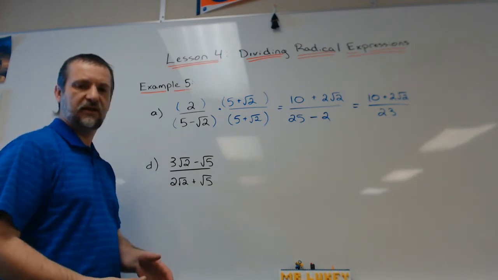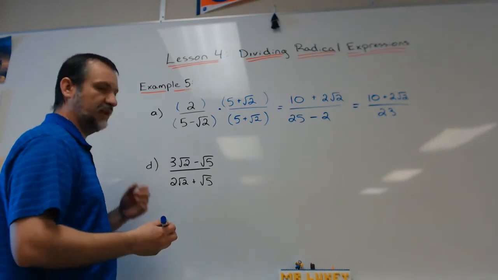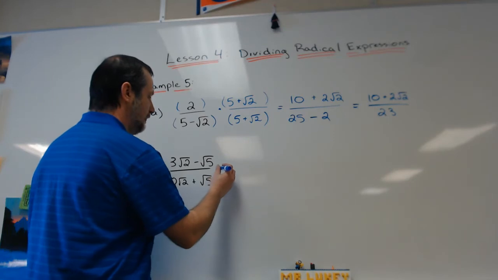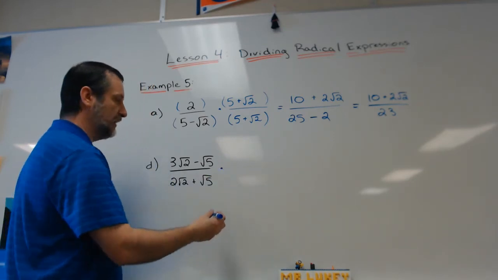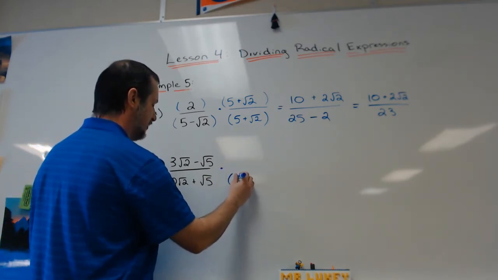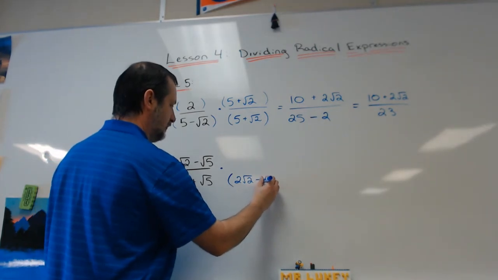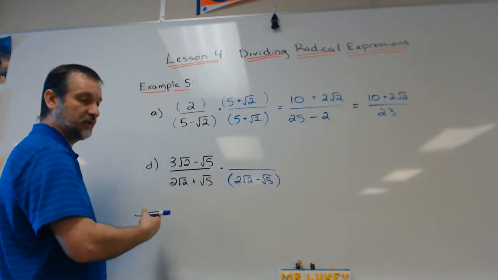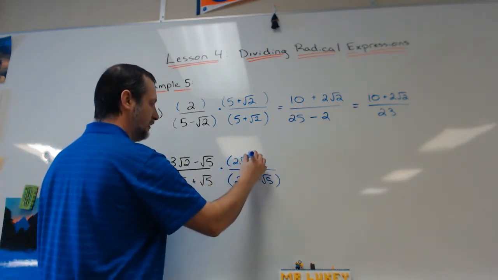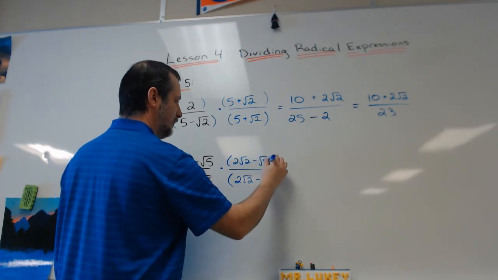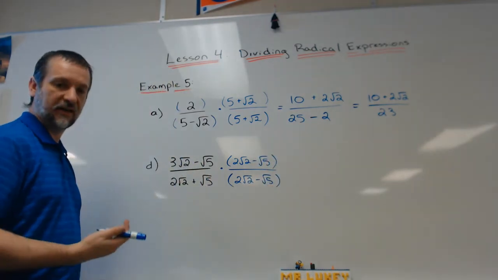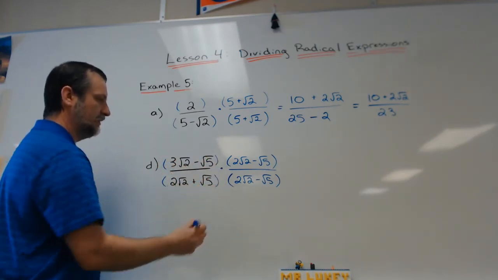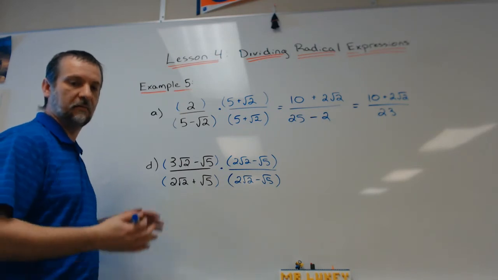I'm jumping down to D just because we're doing the exact same thing, but it's going to be a binomial times a binomial on top and on the bottom. So again, I want to rationalize, so I have to first find the conjugate of this. There's my conjugate. I don't want to change the value, so I have to multiply both. Just to help myself visualize and clarify, I'm going to draw in my implied brackets. Now I can straight up see that it is a binomial times a binomial.